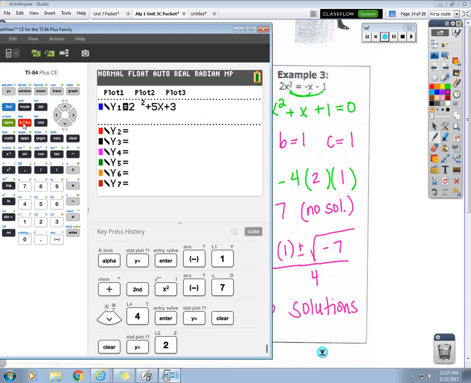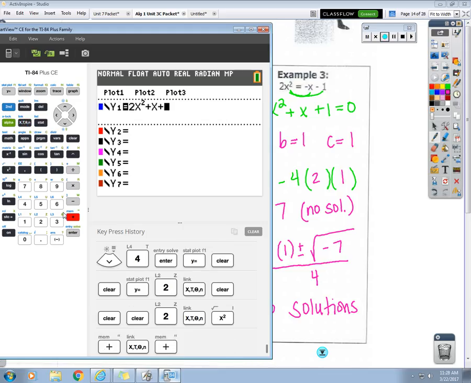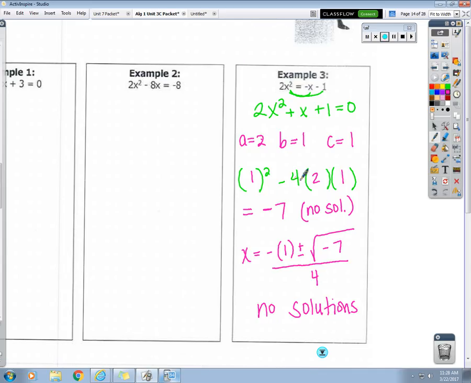2x squared, hold on, 2x squared plus x plus 1. See how when we graph it, this parabola never hits the x-axis at all? That's why there's no solution, because the solutions are where it hits the x-axis. Okay, now let's turn to the next page and practice some of these.